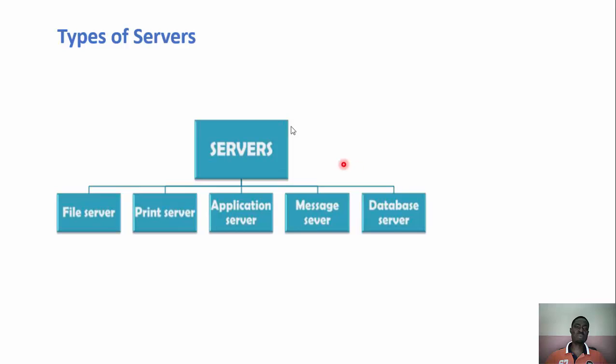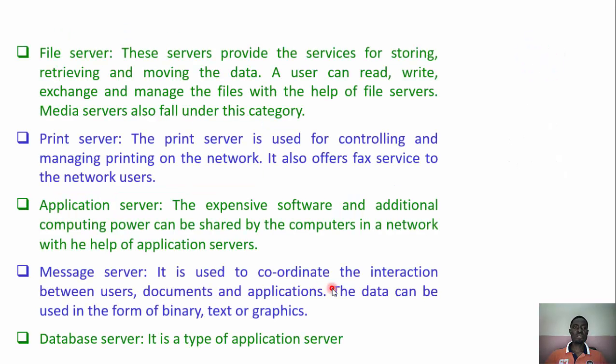So let's quickly look at the type of servers. We have different types of servers, just a few here. Like a file server, print server, application server, message server, which you can also call it maybe a mail server or an exchange server, database server. You also have things like media server, okay, web server, and the rest of them. When you go to a website, you're actually hitting a server somewhere, which can be called a web server.